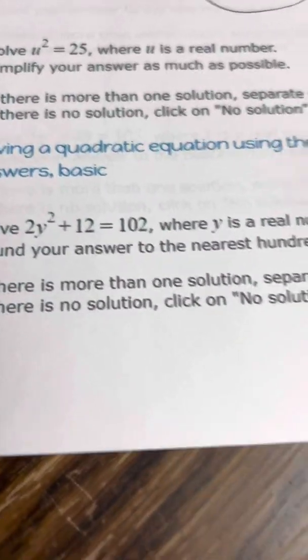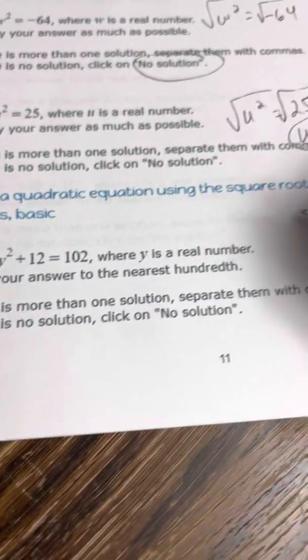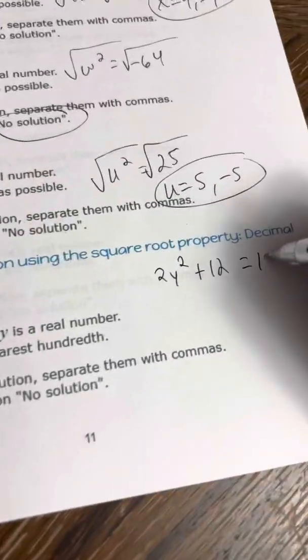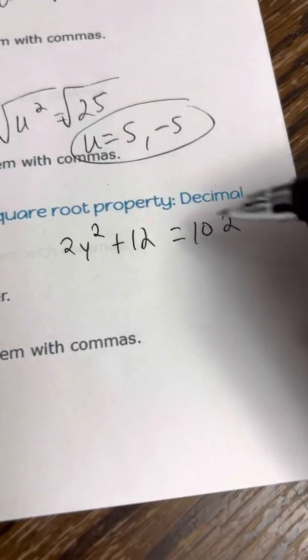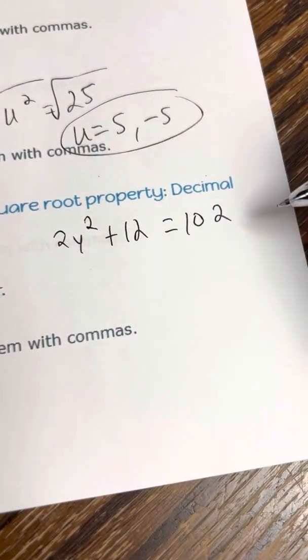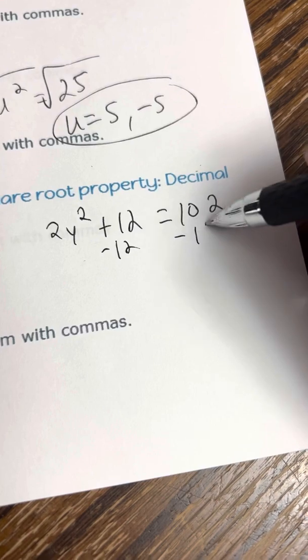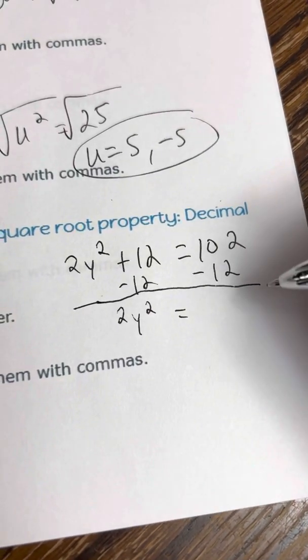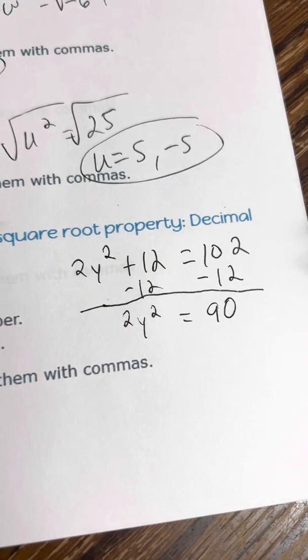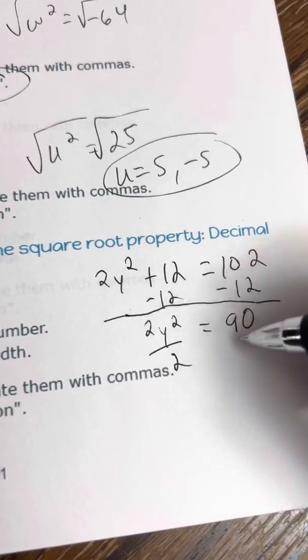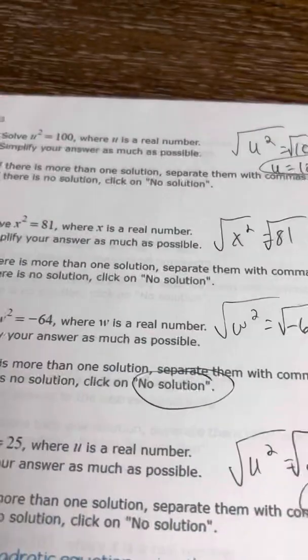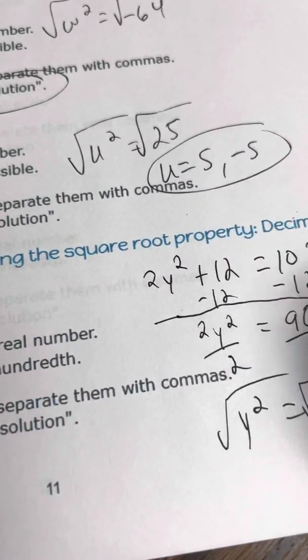We're going to do something similar here. It takes a little bit more steps. So we are going to have an equation. In order to get the y squared alone, I'm going to subtract 12 from both sides, just like we would do if you were trying to solve for x. Now we're solving for the squared term. So you get 90, divide both sides by 2, because I want to get y squared alone. And now I have the same problem we had up above. Take the square root of both sides.